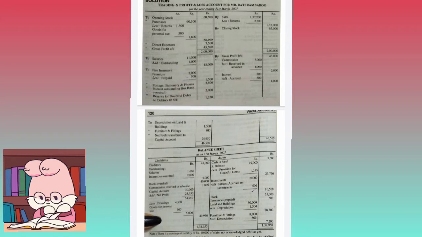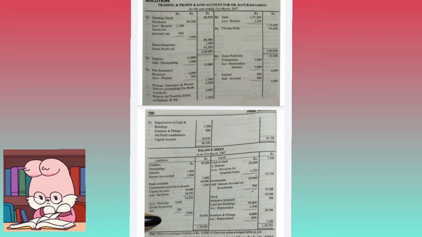Okay, sundry debtors and sundry creditors. Debtors take it on the asset side, 25,000, and creditors take it on the liability side, 45,000. For debtors we are having one adjustment, that is 5% of sundry debtors, provision is to be made. So 5% of 25,000 comes to 1250. Okay, 25,000 into 5%, that comes to 1250.